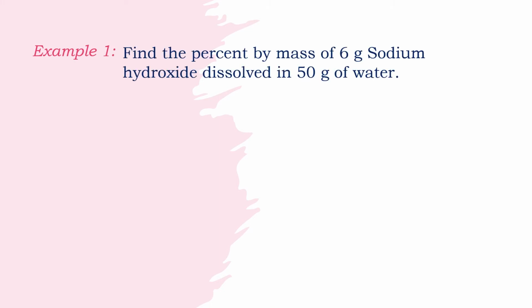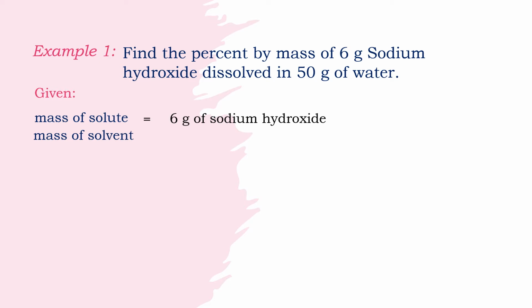Okay, so let us have our example number 1. Find the percent by mass of 6 grams sodium hydroxide dissolved in 50 grams of water. So ano yung unang gagawin? Kailangan muna nating mahanap yung mga given. So what are the given? We have the mass of solute that is equal to 6 grams of sodium hydroxide, and the mass of solvent is equal to 50 grams of water.